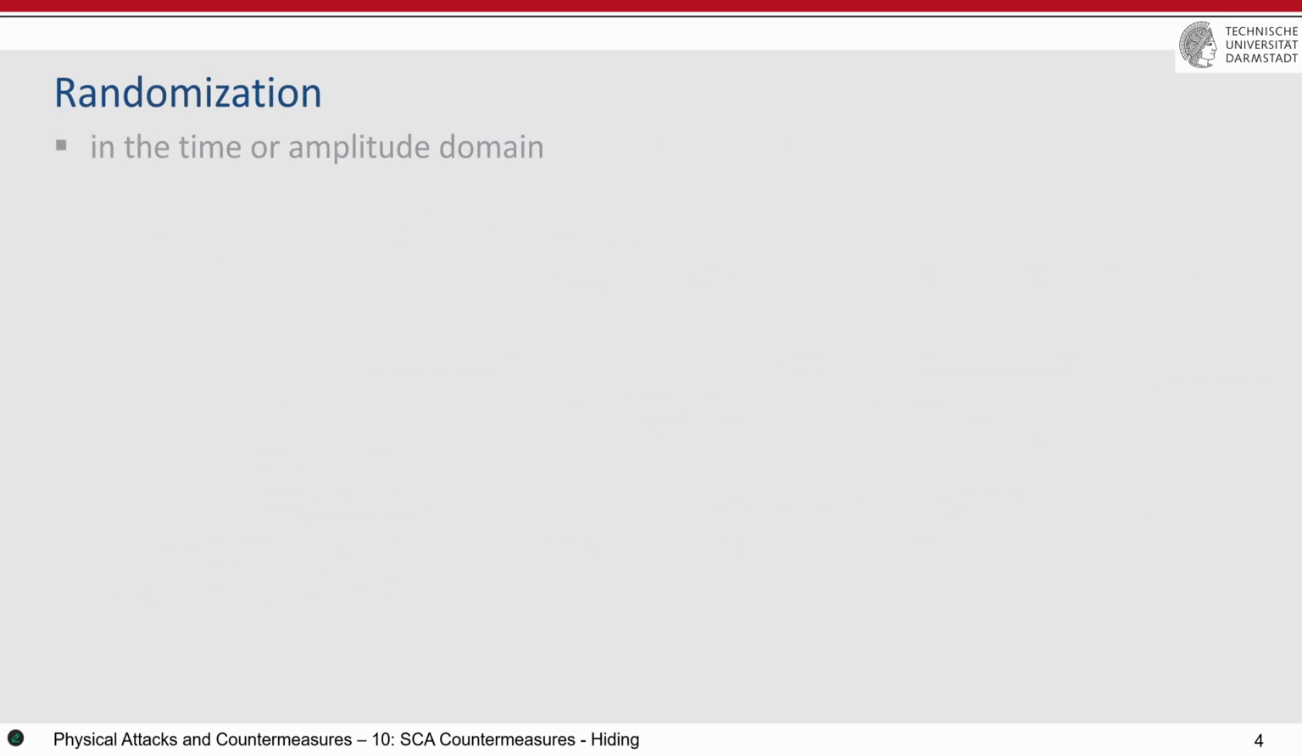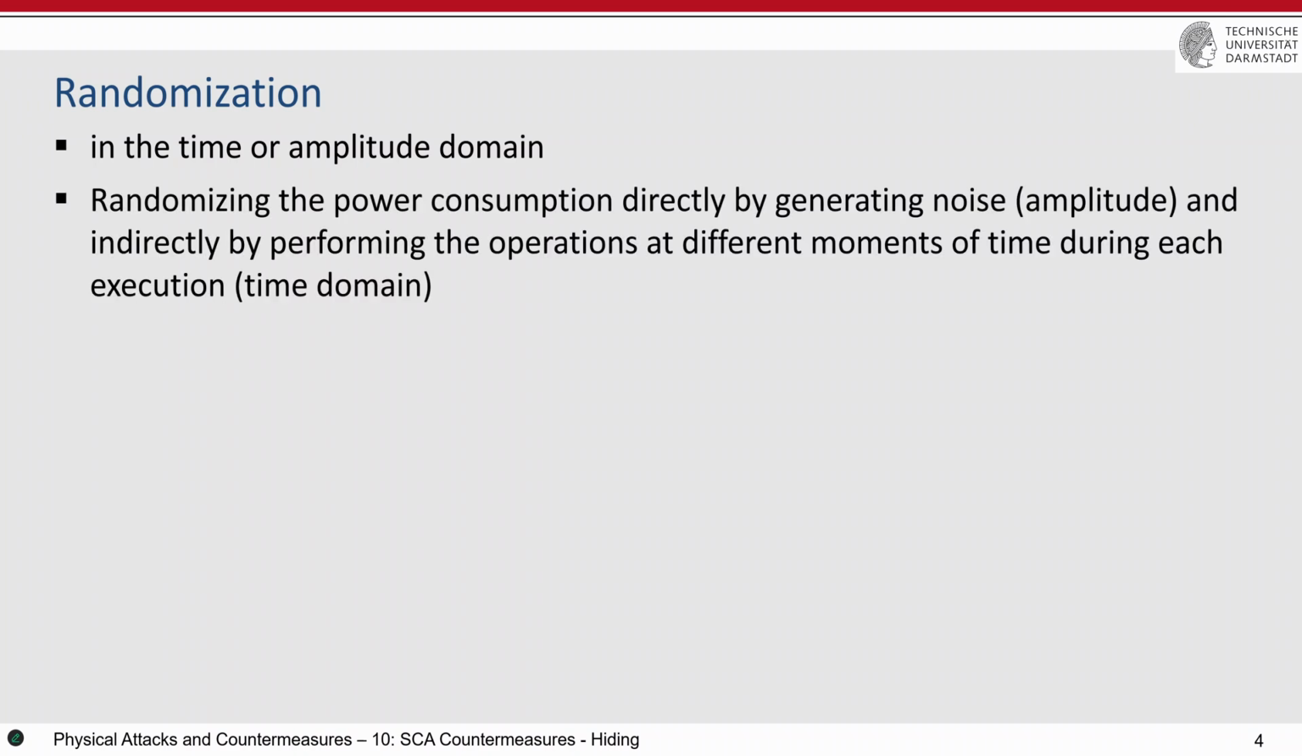Let's look at the randomization schemes that we know. As I said, they can be done in the time domain and also the amplitude domain. Again, I explained that you can randomize the amount of power consumption by generating noise. This is the amplitude domain, by consuming some energy at the same time when your device works. And also you can run the implementation at different time instances. We will see some examples probably in the next slides.